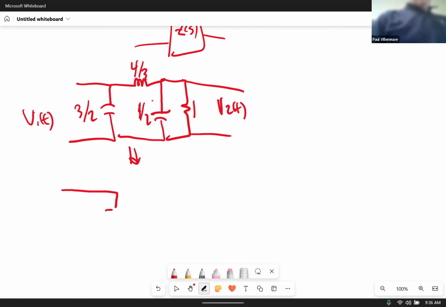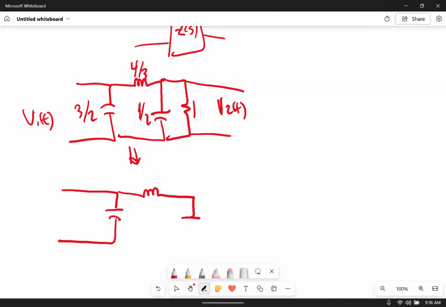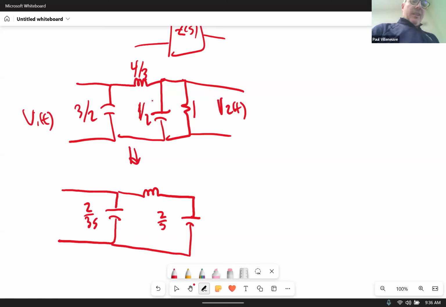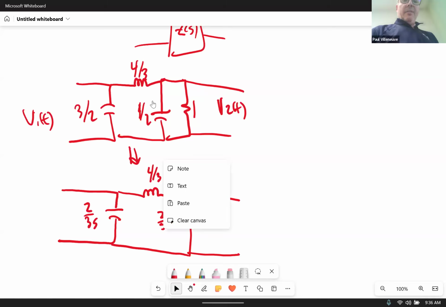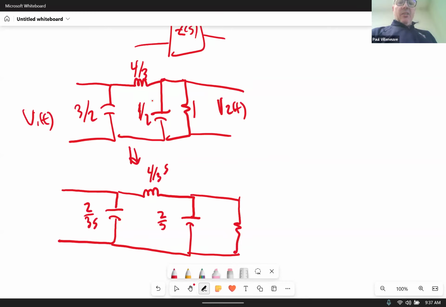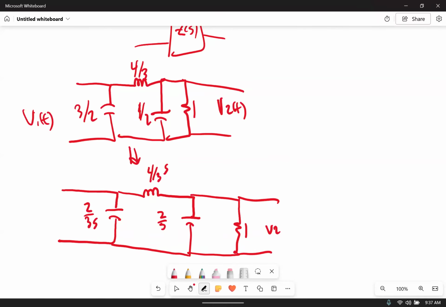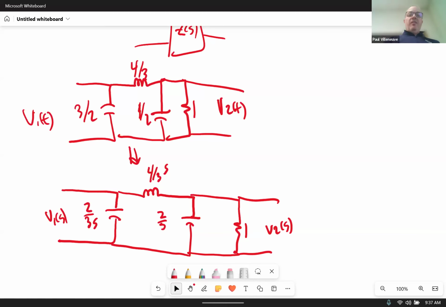So what does a capacitor look like in the Laplace domain? 1 over CS, so 2/3 S, right? What does an inductor look like in the Laplace domain? LS, L times S. So this is 4 over 3 times S. And a resistor just looks like a resistor. Here's V2 of T. Here is V1 of T. V2 of T should be V2 of S.